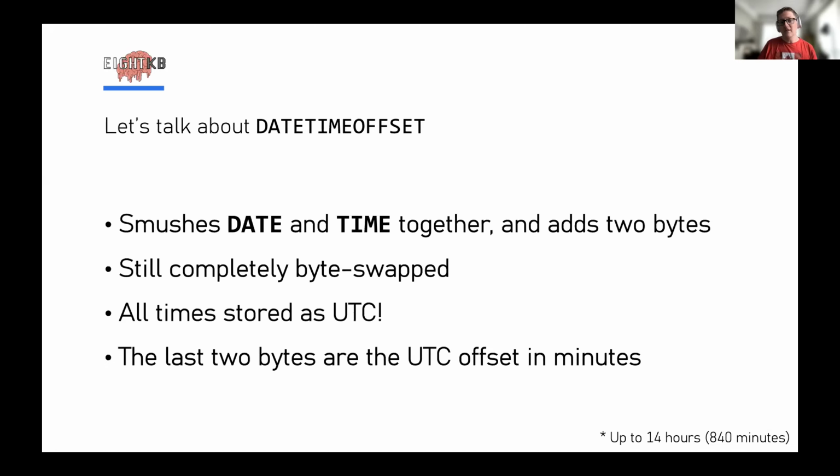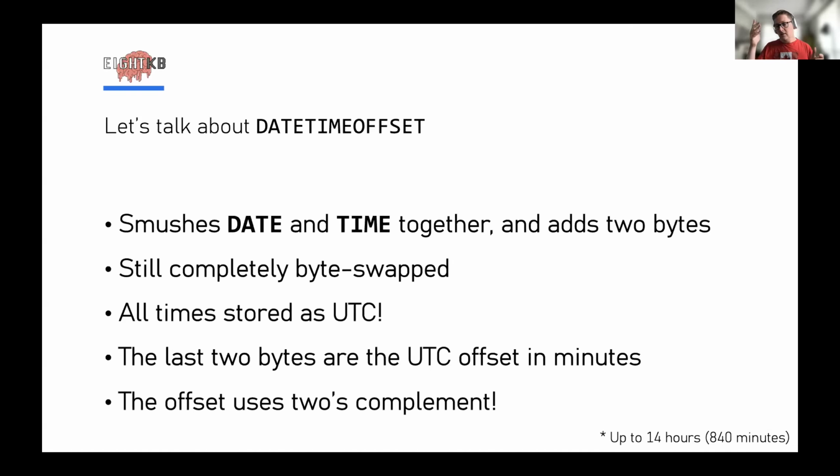And so it's much easier, instead of trying to do hours and minutes in 30-minute segments, it's just better to encode the minutes because we're only talking about 840 minutes. And because we've got positive and negative, we use 2's complement to store that value. So that means we can store 1,680 different values for the UTC offset in minutes in that 2 bytes at the end of a date time offset. So I hope that answers that question.